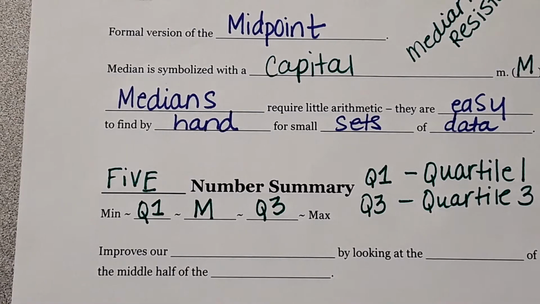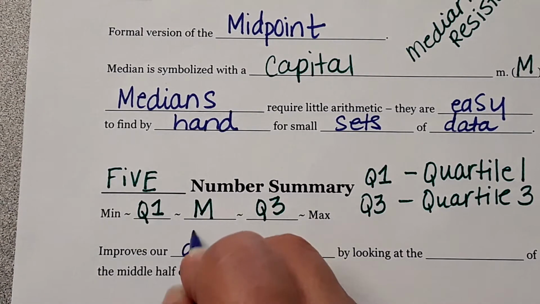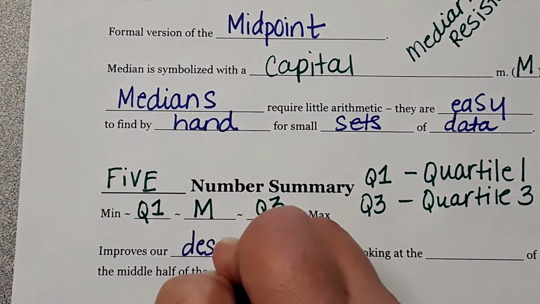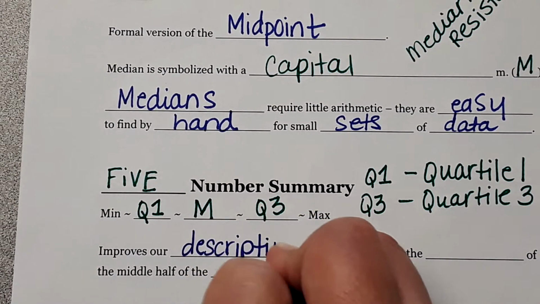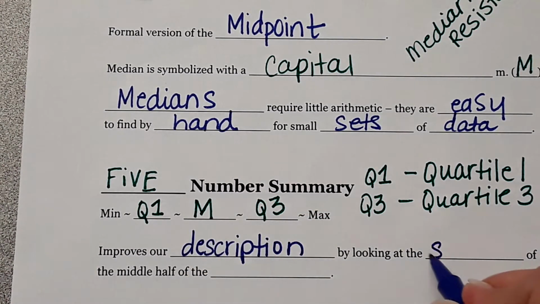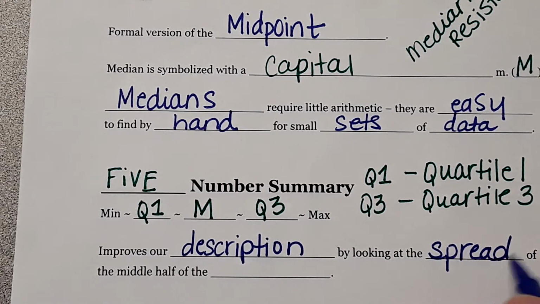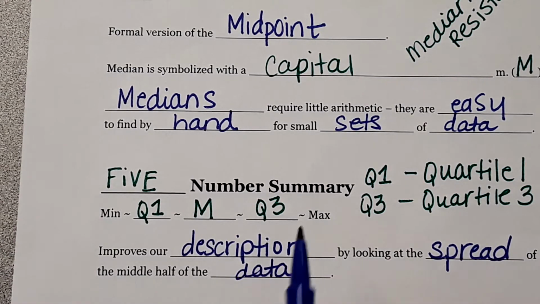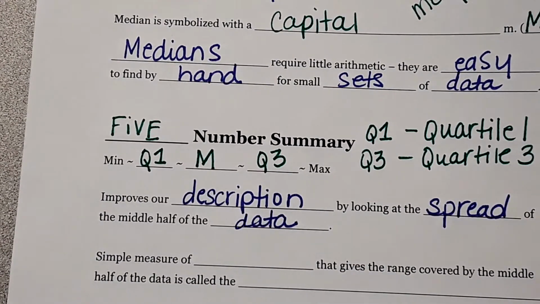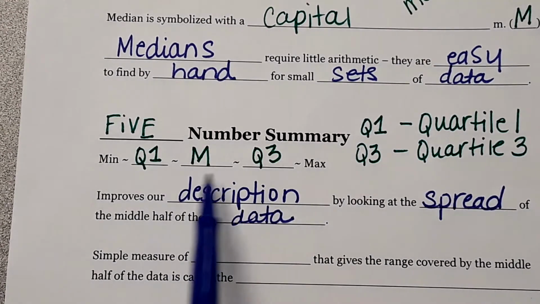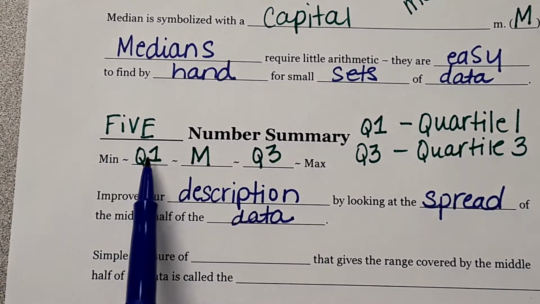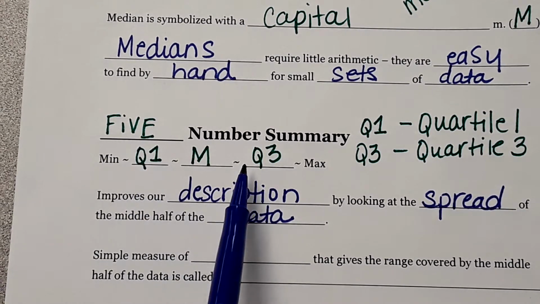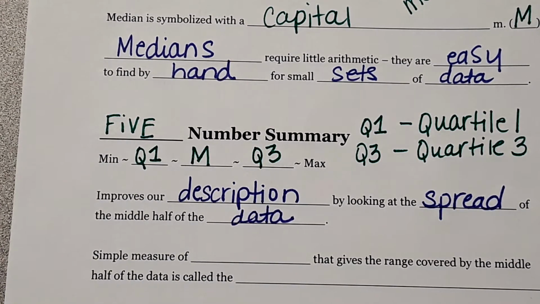Okay. So, why would we use the 5-number summary? It improves our description by looking at the spread of the middle half of the data. So what that means is it really improves our discussion between the 50%. We really look at all the data that's between quartile 1 and quartile 3. That data is really important.